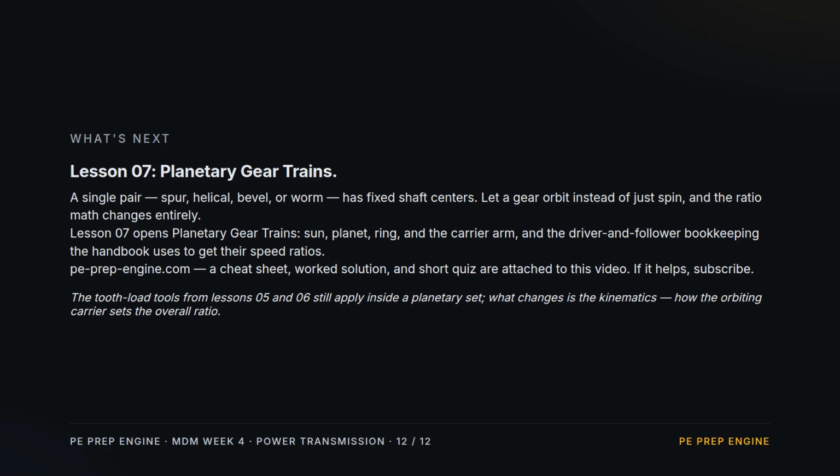Every gear pair so far has fixed shaft centers. Let a gear orbit instead of just spinning, and the ratio math changes completely. Lesson 7 builds the sun, planet, ring, and carrier arm, and the driver and follower bookkeeping the handbook uses to get their speed ratios.